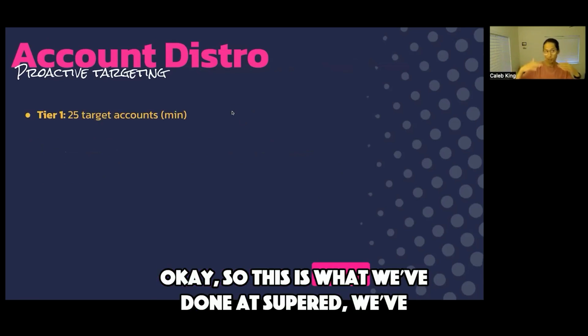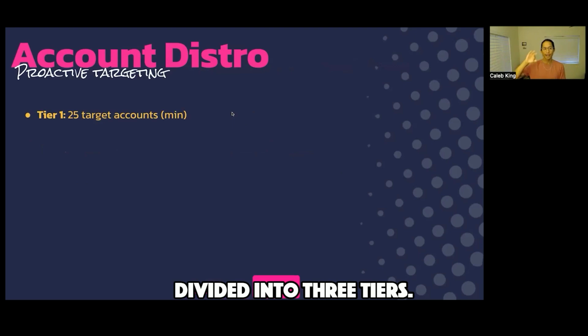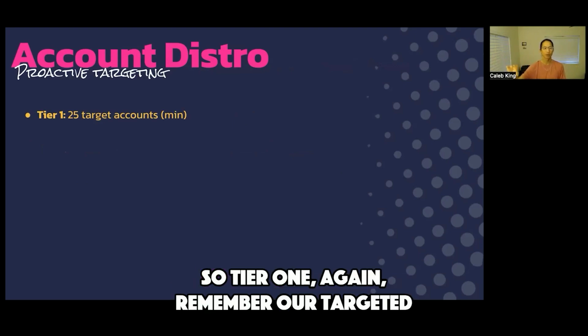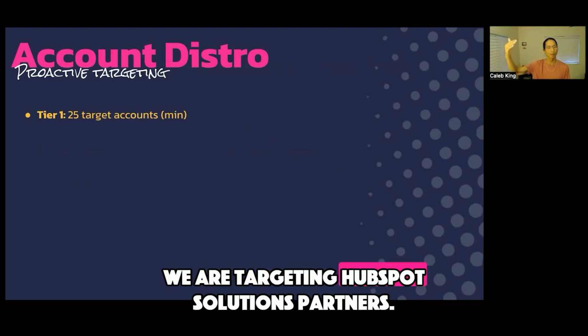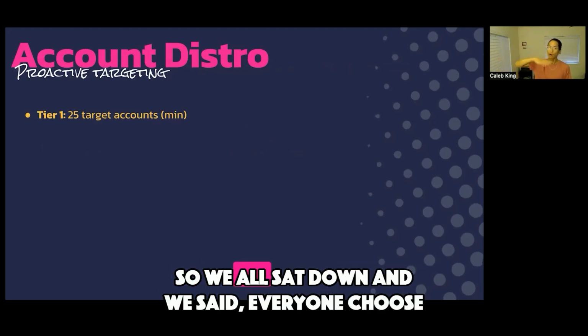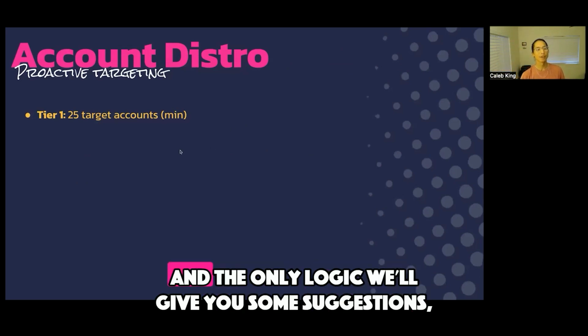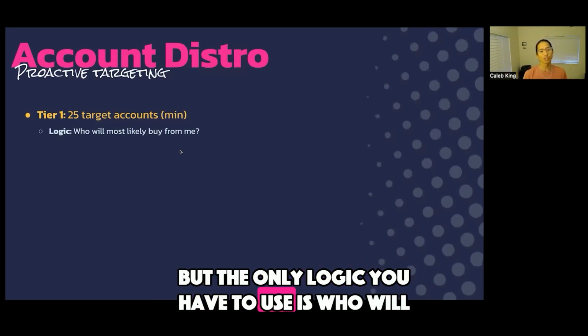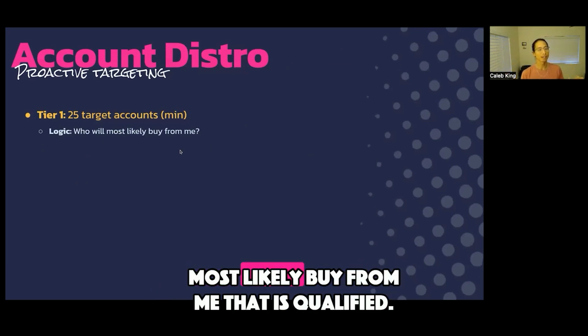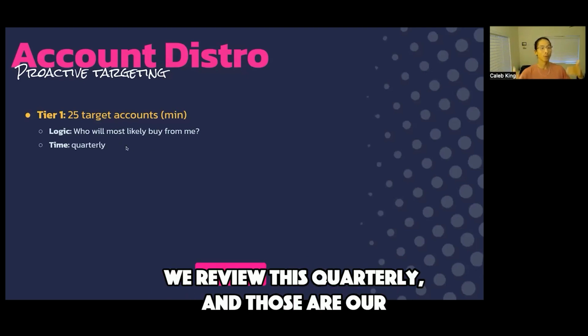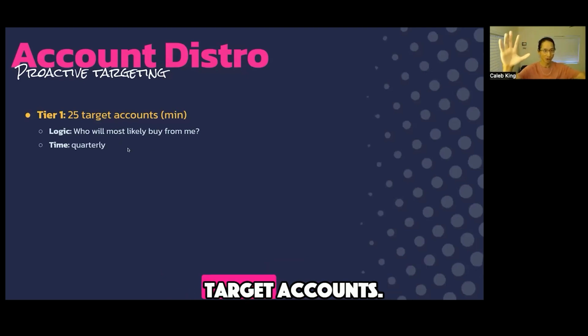Okay, so this is what we've done at Super. We've divided into 3 tiers. So tier 1, again, remember we are targeting HubSpot solutions partners. So we all sat down and we said, everyone choose a minimum of 25 target accounts, 25 companies. And the only logic, we'll give you some suggestions, but the only logic you have to use is who will most likely buy from me that is qualified. We review this quarterly, and those are our target accounts.